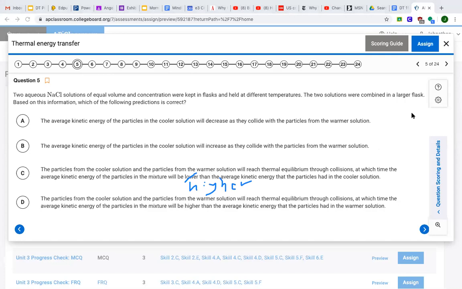Let's go with Symphony. Symphony, what do you think the right answer is here? I think the right answer is B. B as in boy. Yeah, why do you think that? Well, so the cooler solution and the warmer solution will average out, right? Yep. It can't be A because it doesn't make sense for the average kinetic energy to decrease if the temperature is going up compared to the cooler solution. Mhm. So because the solution's getting warmer, the kinetic energy will increase.